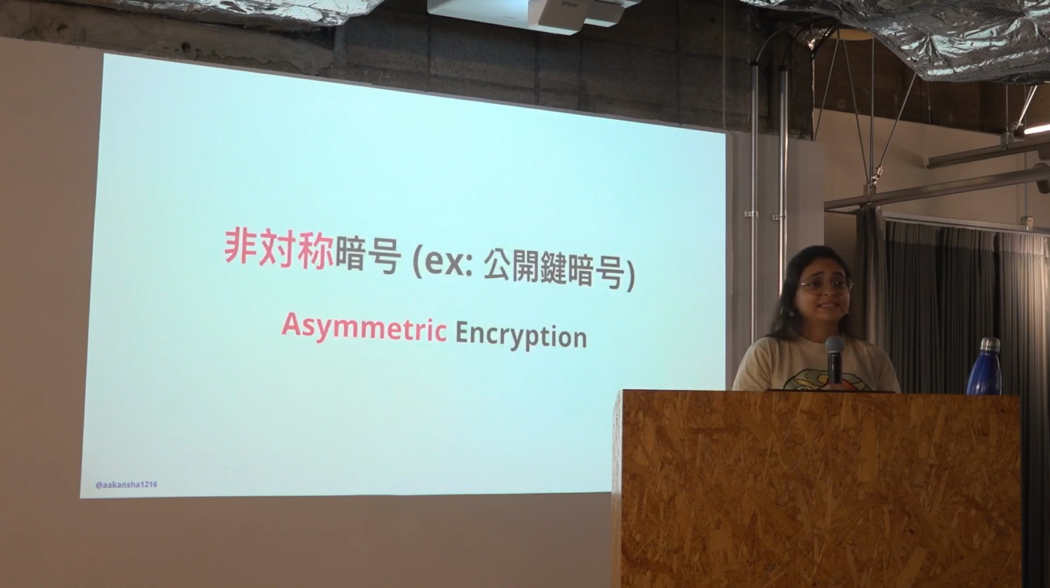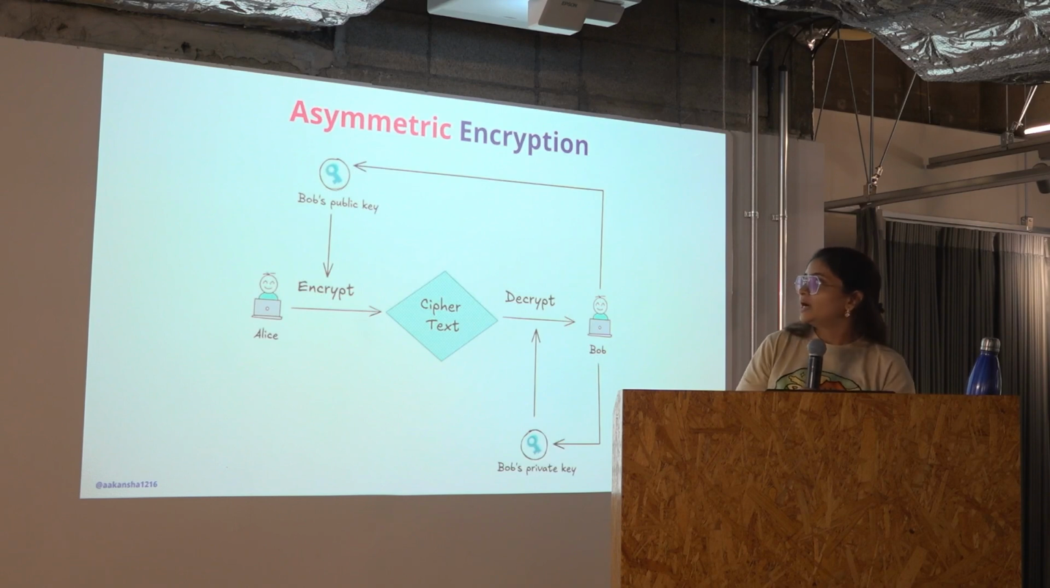And the next one is asymmetric encryption, where Alice and Bob have a pair of cryptographical keys. One of them is a public key, which is available to the entire world, and the other one is a private key. So Alice is using Bob's public key to encrypt the data, whereas Bob is using his own private key to decrypt the data.